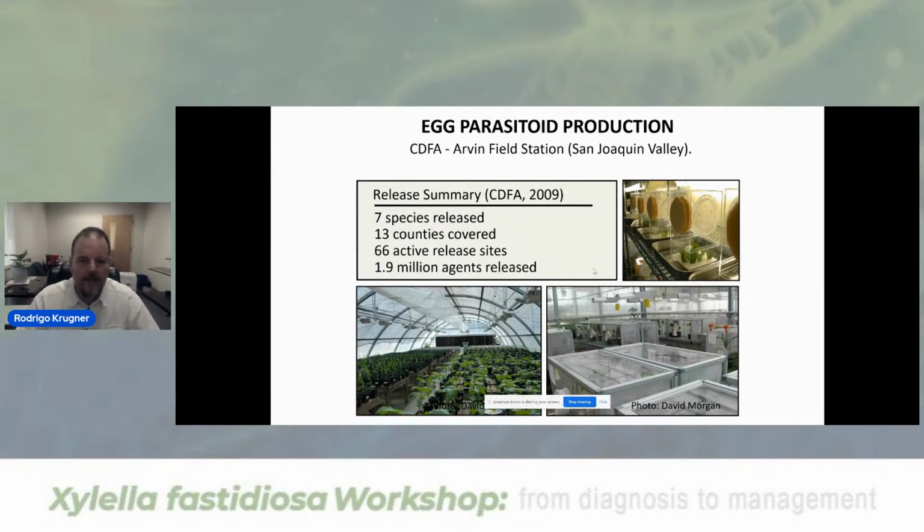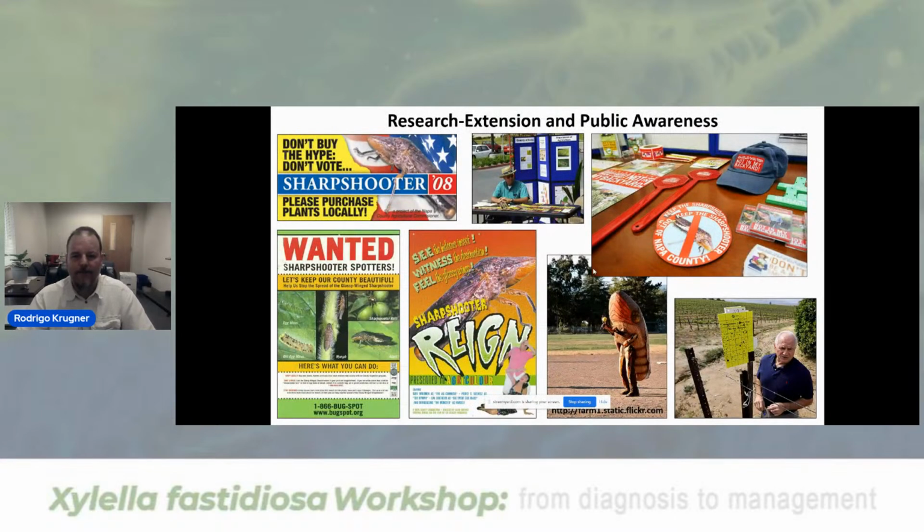These are some data from 2009. I also need to update that slide, but about 7 species were released in a number of places in the state. They have active sites where they go back and monitor the populations, and more than 2 million individuals have been released so far. And then the last part of the program is research and extension. That's just alerting the public not to move plant material across county lines, keep an eye out for symptoms and sharpshooters, and notify the state or local government about any findings of the sharpshooter. So that's also part of the program.